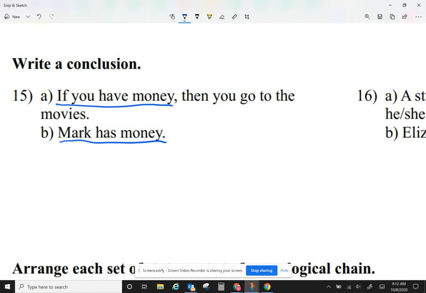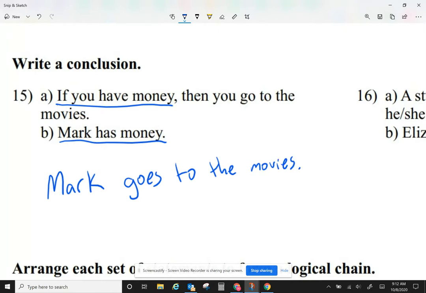But now we know who you is, right? In this case, you is representing Mark. So if you have money, then you go to the movies. Mark has money. So one thing that we can conclude is, we're not going to say Mark go to the movies. You kind of have to fix it in English how it goes. So I'm just going to say Mark, because now instead of you, I have to use the name Mark, because I know Mark has money. So Mark goes to the movies.